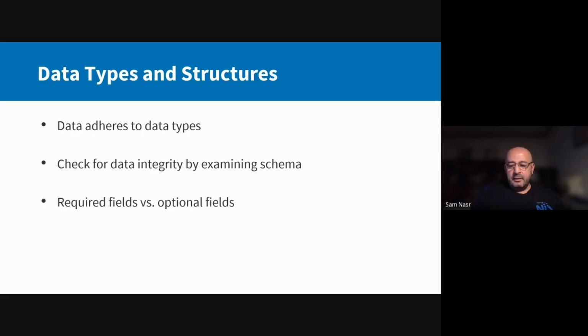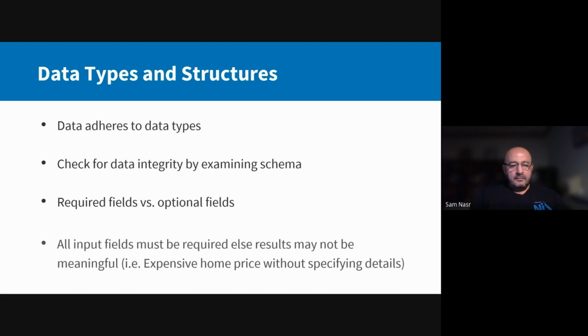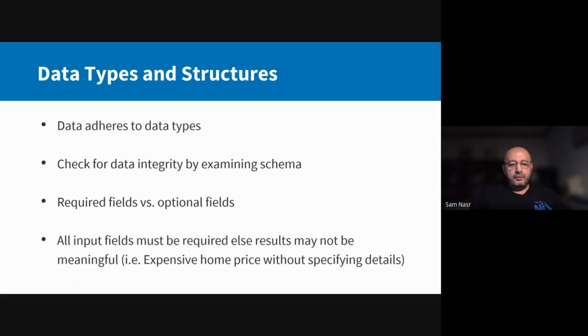Also, for handling required and optional fields: if some optional fields are populated in some cases and not in others, what am I going to do if I need that optional field as a feature? And all inputs must be required, otherwise the results may not be meaningful. So I need to identify which fields are a must-have, or what I'm going to do to fill in those missing pieces of data.